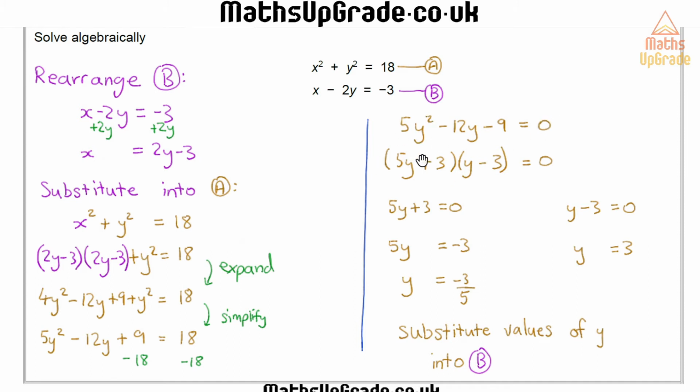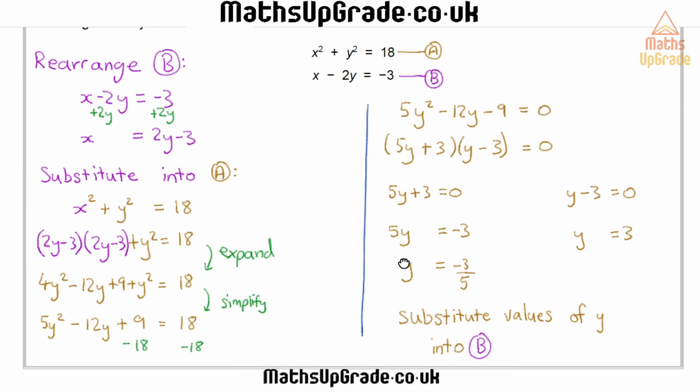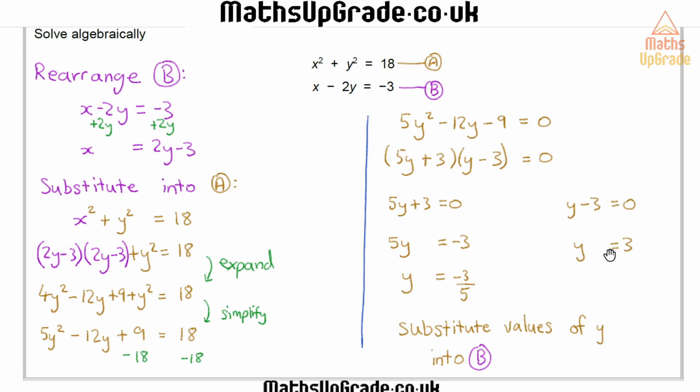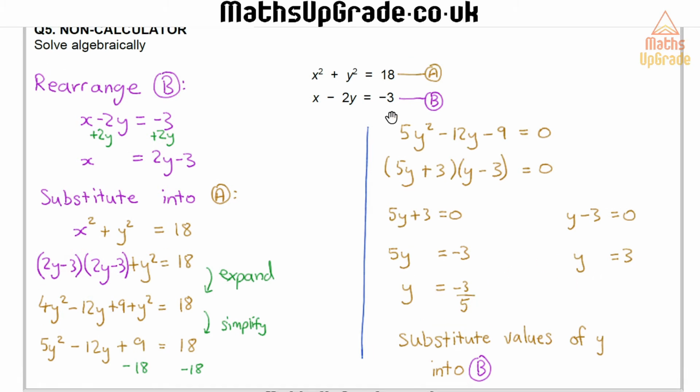Now factorizing, that gives me 5y plus 3, y minus 3 equals 0. Make each bracket equal to 0. So here 5y plus 3 equals 0. So we get y equals negative 3/5, or you can write it as a decimal. And I get y minus 3 equals 0, so y equals 3. I'll substitute each of these values of y into one of these two equations to get the corresponding values of x.